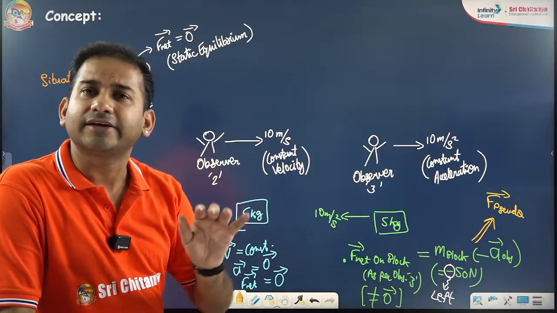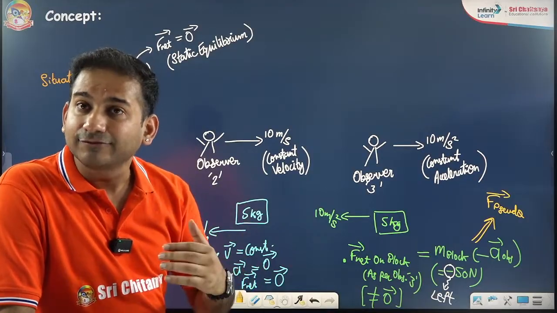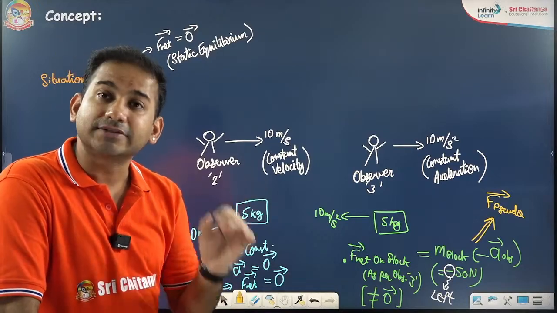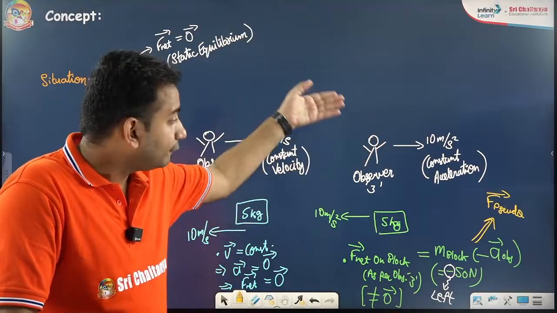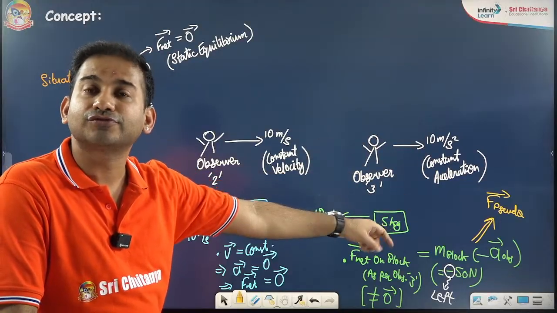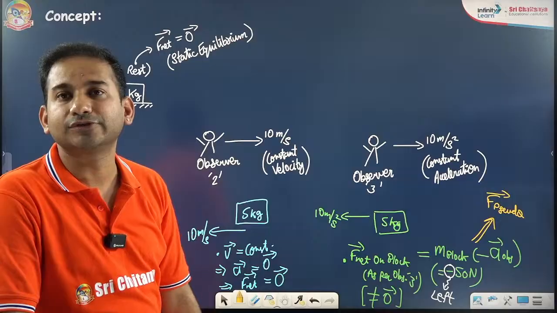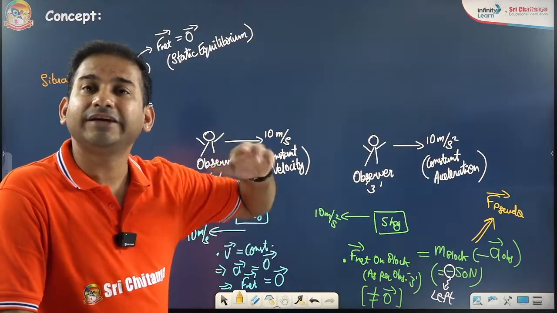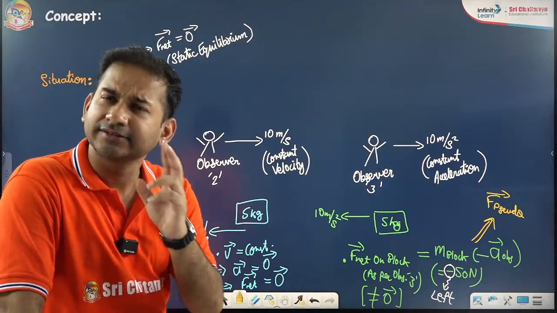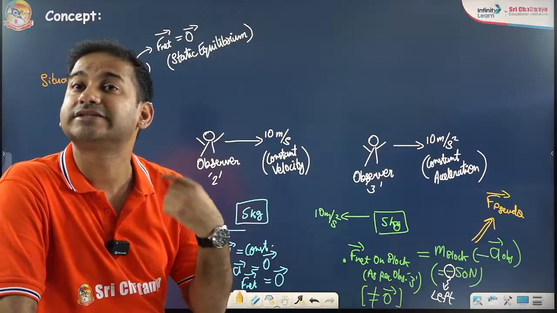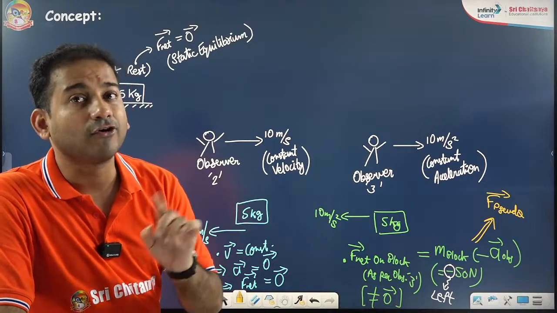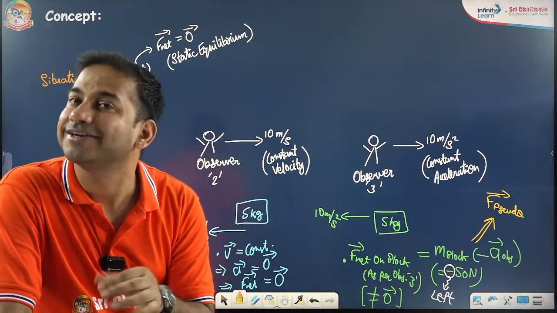So whenever the observer himself accelerates, we have to consider a pseudo force applied on the object. The direction of pseudo force will be opposite to the acceleration of the observer. When you write that pseudo force as m into a, the mass will be always that of the object. The acceleration will be always that of the observer, but in opposite direction.